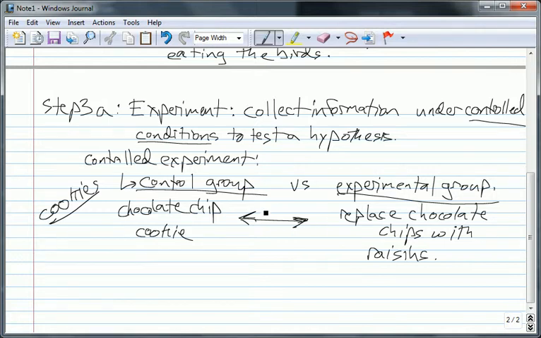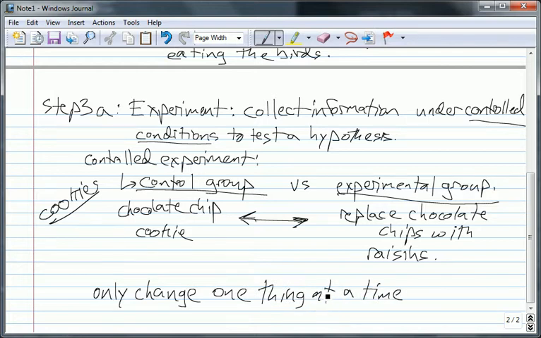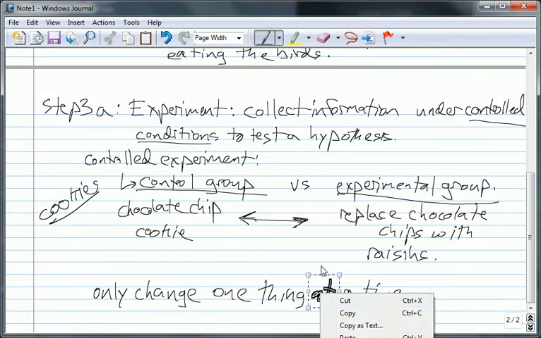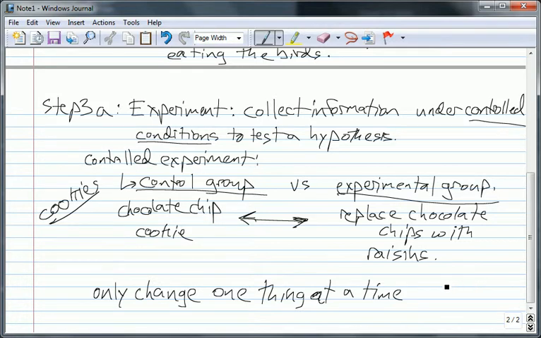Now, you'll notice I did not change the flour and the raisins and the butter. I didn't change a bunch of things. One of the key elements of a controlled experiment is we only change one thing at a time. So I changed chocolate chips to raisins. I do not want to change the flour or anything else. I'm just going to change one thing at a time.